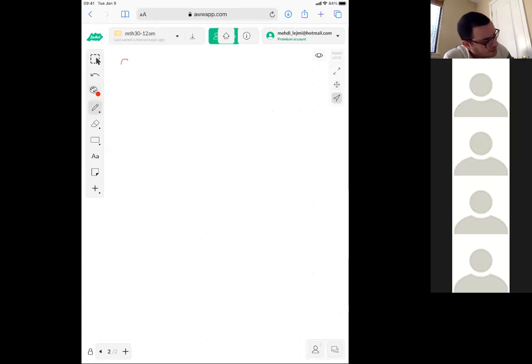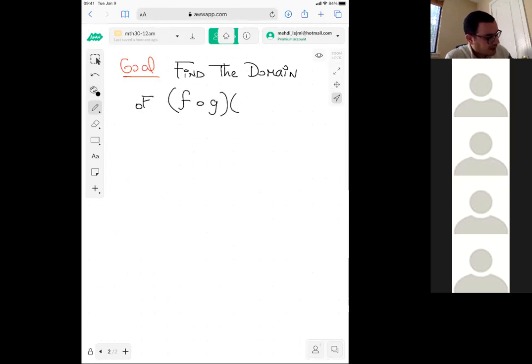So now the goal is to find the domain of f composed with g of x. Remember, guys, we had a theorem for f plus g, f minus g, f times g, or f divided by g. We can use the common or the intersection domain of f and g, right? Now, this is a different operation, a composition. So the domain of f composed with g is going to be a little bit different.